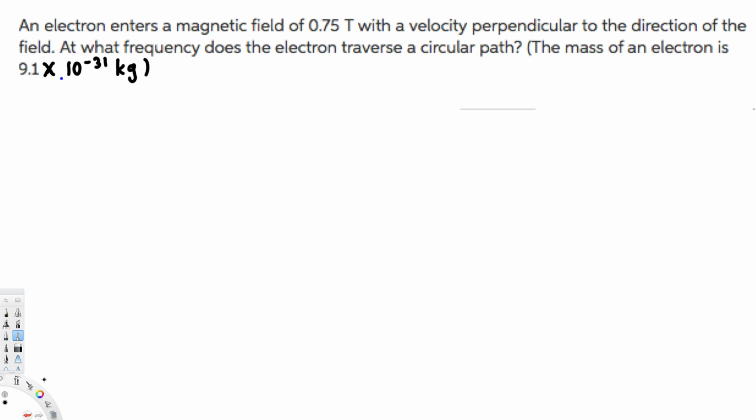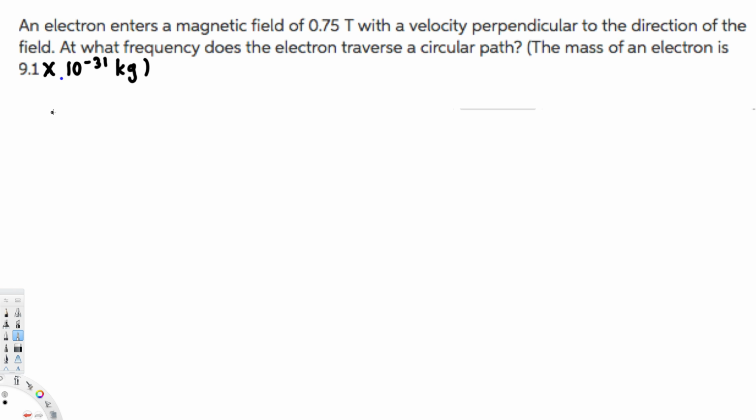Let's do this problem right here. This question is asking: an electron enters a magnetic field of 0.75 Tesla with a velocity perpendicular to the direction of the field. At what frequency does the electron traverse a circular path? And let's see how we can find it.